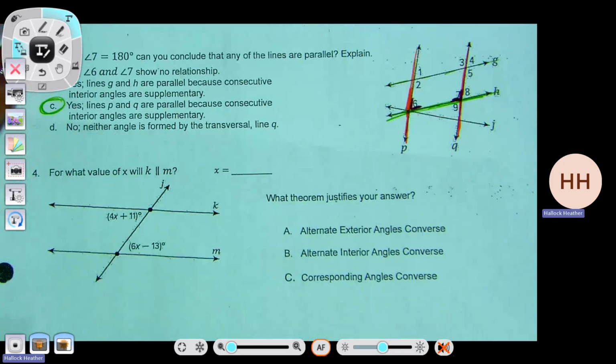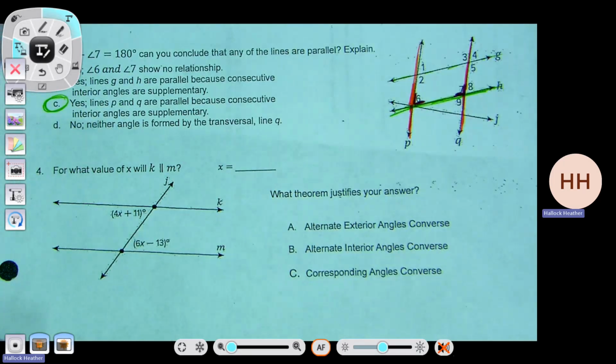Try number 4. So number 4 says, for what value of X will K be parallel to M? You have a 50-50 chance of setting this up correct. Either they equal each other or they add to make 180. So we're going to solve for X. They are equal.